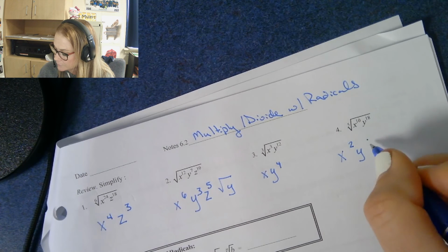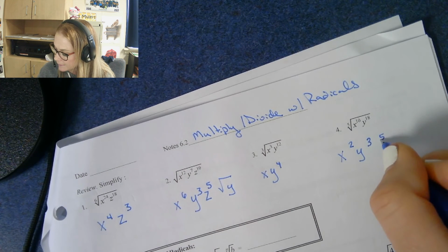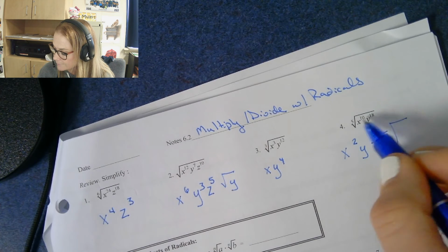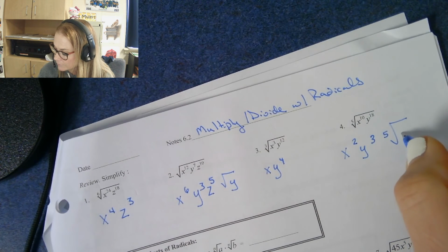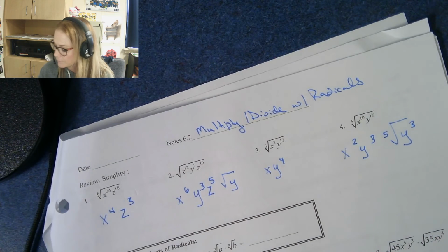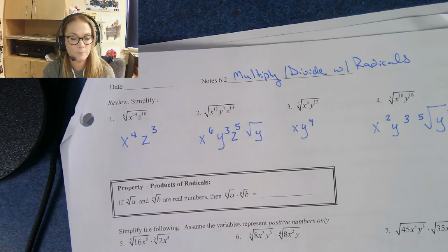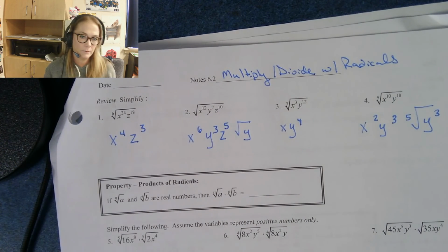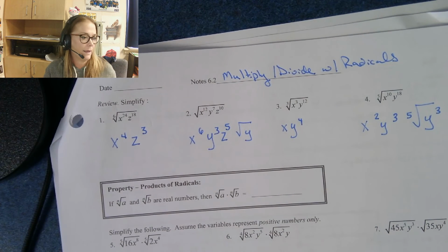5 goes into 18 3 times, and the 5th root of here. So 5 goes into 18 3 times with a remainder of 3. Okay, so x squared y cubed, 5th root of y cubed. All right, so that's just review there.